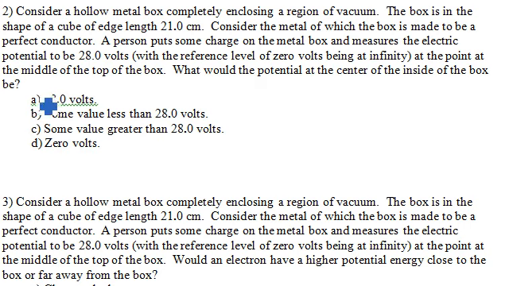If it's 28 volts on the surface, it's 28 volts everywhere inside and on at any point on the surface in the material inside the box. So 28 volts would be the potential at the center of the inside of the box. Now let's take a look at this third one.